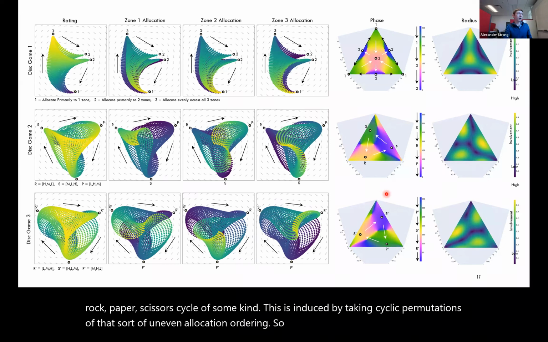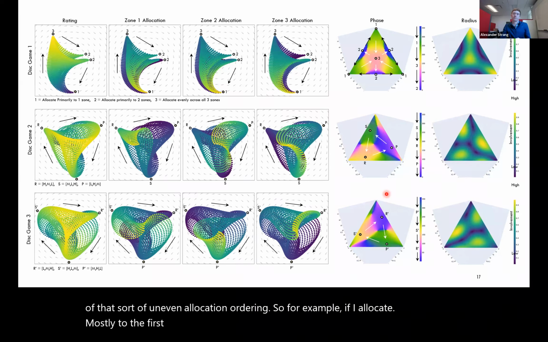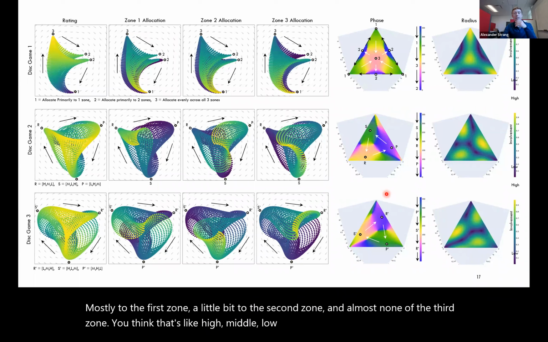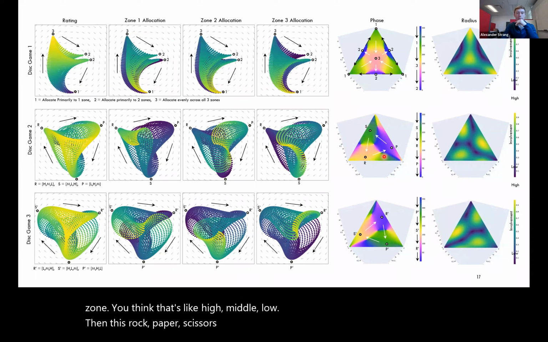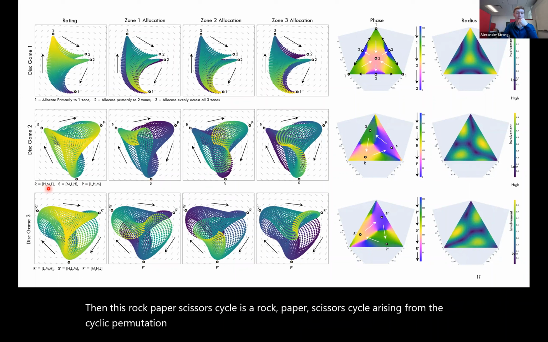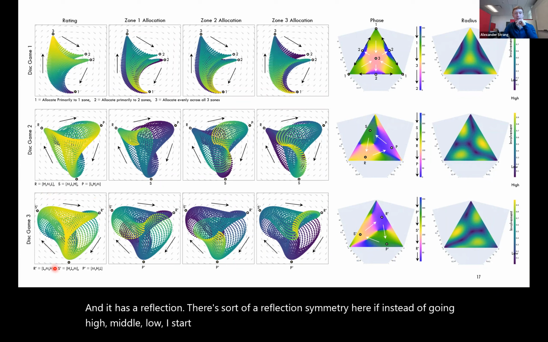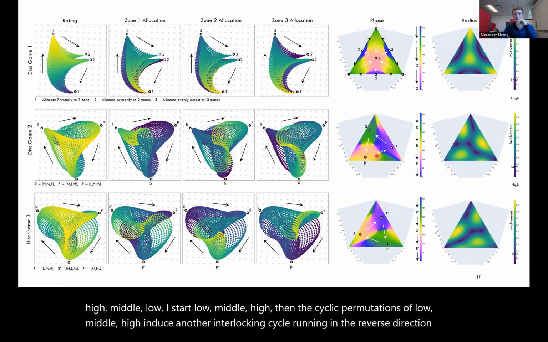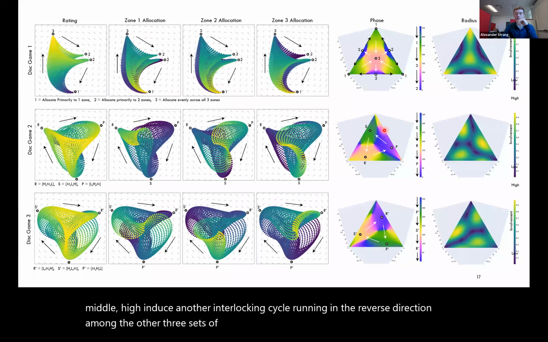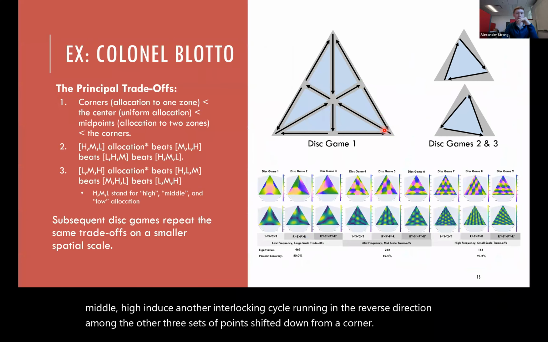For example, if I allocate mostly to the first zone, a little bit to the second zone, and almost none to the third zone, you can think that's like high, middle, low. Then this rock, paper, scissors cycle arises from the cyclic permutations of that list, high, middle, low. And there's a reflection symmetry here. If instead of going high, middle, low, I start low, middle, high, then the cyclic permutations of low, middle, high induce another interlocking cycle running in the reverse direction among the other three sets of points shifted down from a corner, right? And so in some ways, this is pretty nice, right?